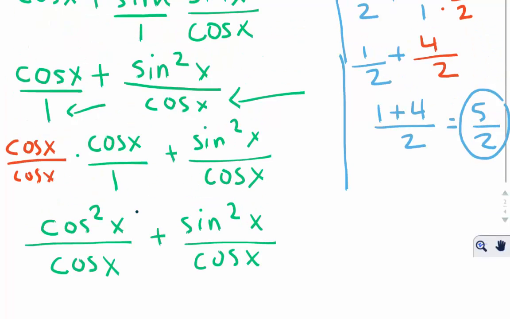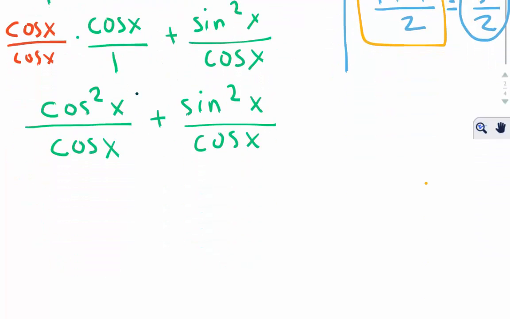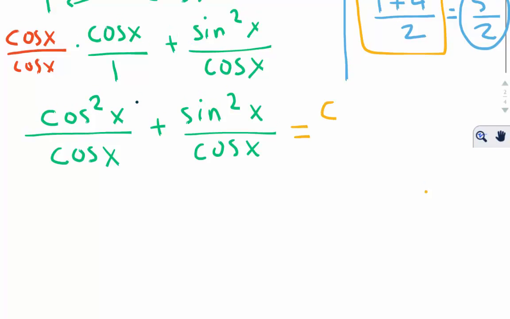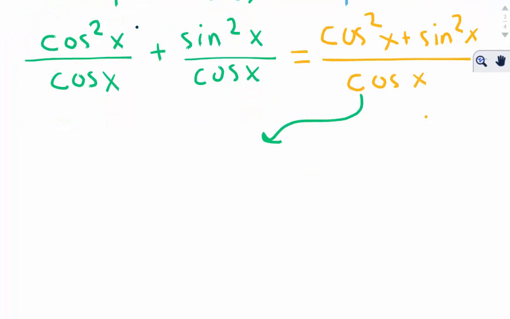If they have a common denominator, it's like we're going back to this part right here. So I can write it as one fraction with the same denominator. So I'm going to write this as cosine squared of x plus sine squared of x all over the same common denominator. Still looks kind of stressful, but we're getting somewhere. Let's move right on down here.